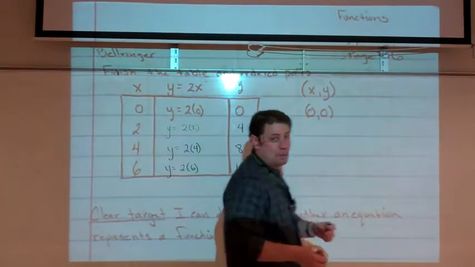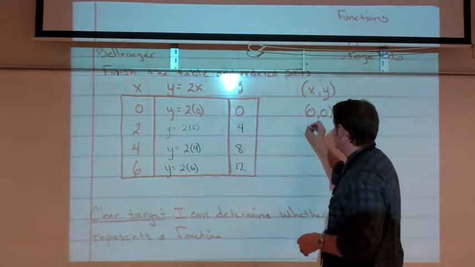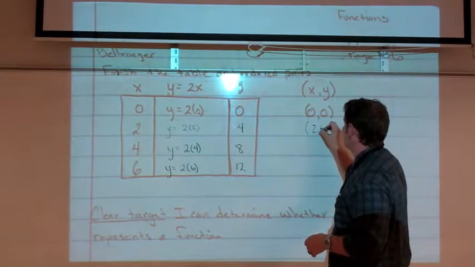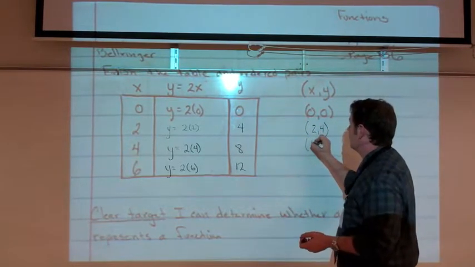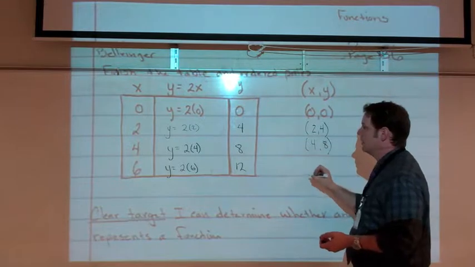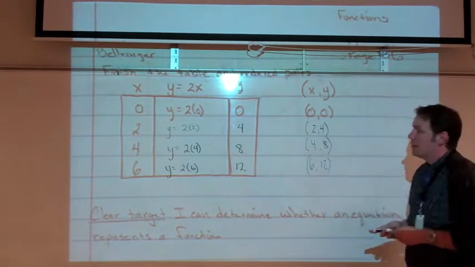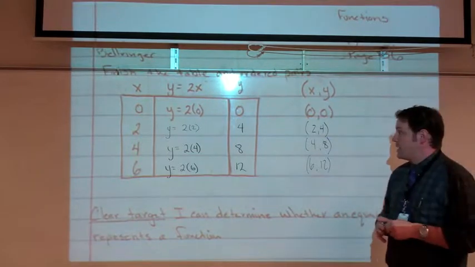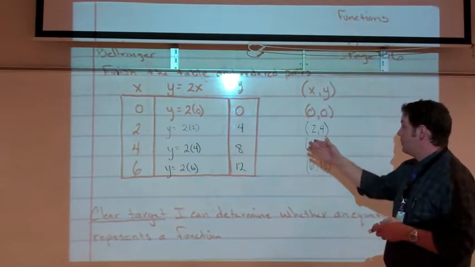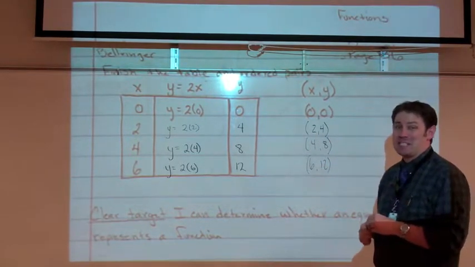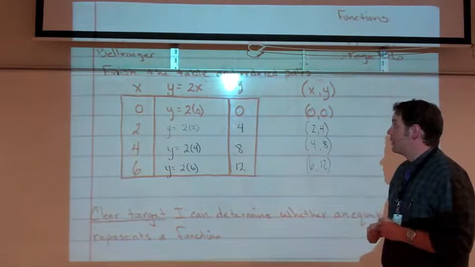So let's make our ordered pairs based off our input-output. You have 2, 4, 4, 8, and 6, 12. This is how you finish the table based on the information you have. Your input and your output make your x, y, or ordered pairs, or coordinate pair.